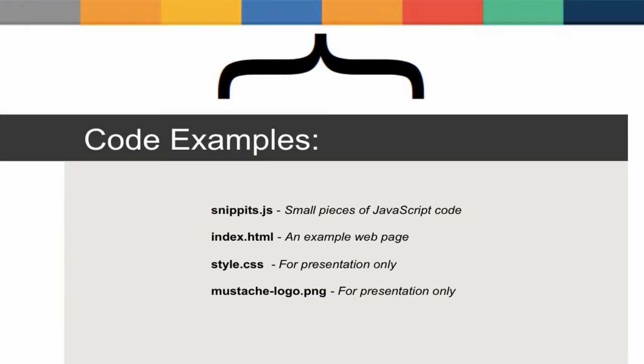There are code examples included with this video. If you look in the code examples folder, you'll notice a file named snippets.js. This file contains small pieces of JavaScript code that we'll use to discuss each topic. The file index.html will be used to demonstrate the sample code. The files style.css and mustache-logo.png are for presentation purposes and will not be referenced specifically during this video.